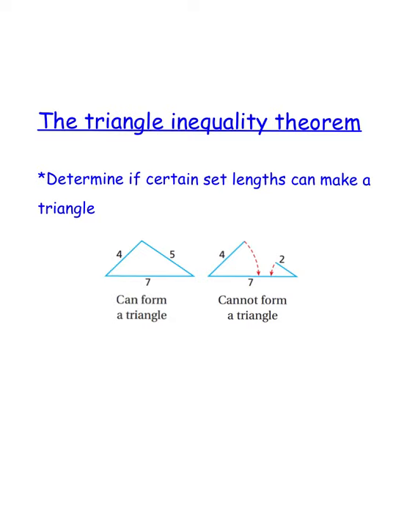Okay, today we're going to talk about the triangle inequality theorem, which means we're going to be able to determine if certain set lengths can actually create and form a triangle. If we look at the example down here, if I have the sides 4, 7, and 5, these can form a triangle. However, if I had the sides 4, 7, and 2, they cannot form a triangle. Because if you look at this, if we let the 4 fall down here and the 2 fall down here, they wouldn't actually hit before they hit the bottom.